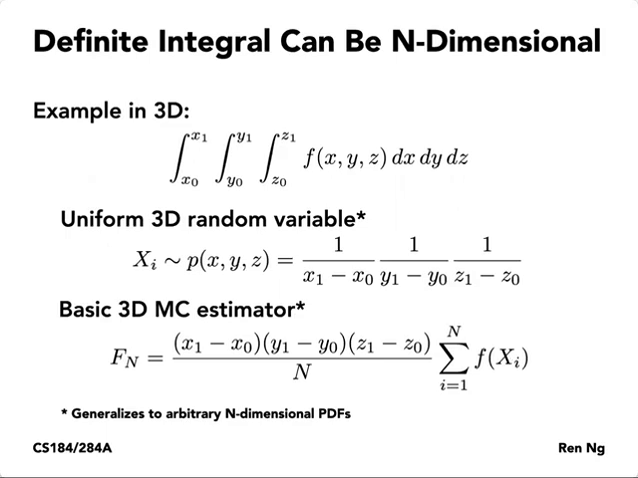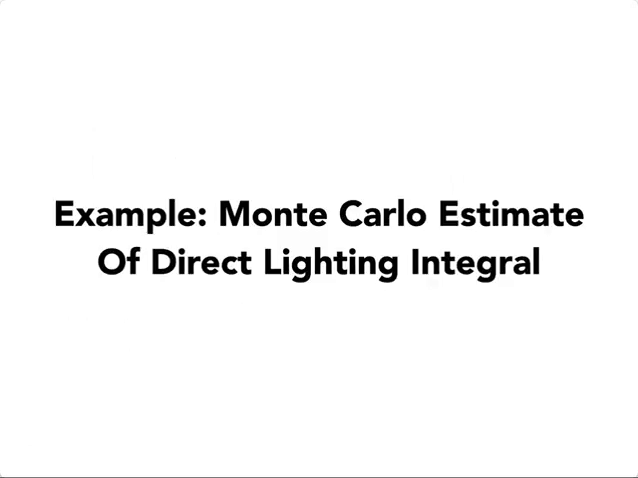I have a 3D function. I have a volume, a box in volumetric space I want to integrate. I'm going to choose random locations inside that 3D box. I'm going to evaluate the function volumetrically at that location, average all of those values, and then I multiply by the volume of that box. This is the 3D version of the basic Monte Carlo estimator, okay?